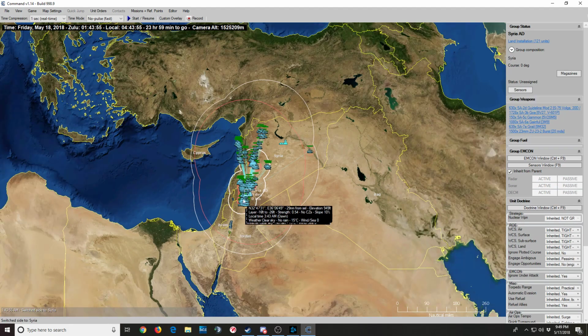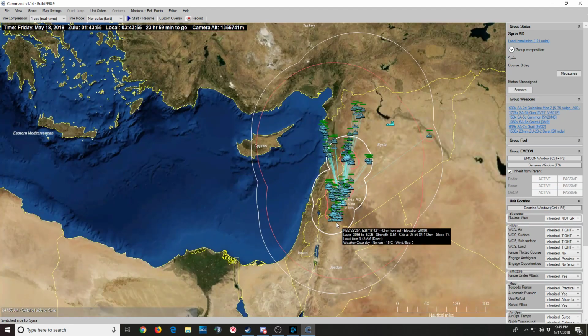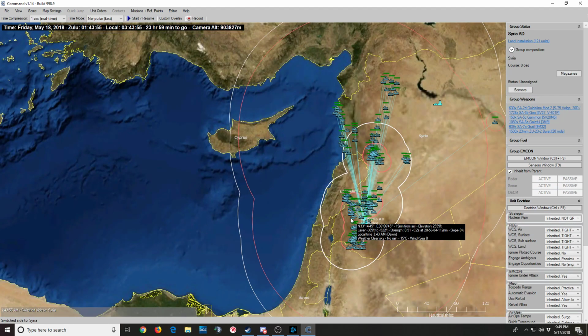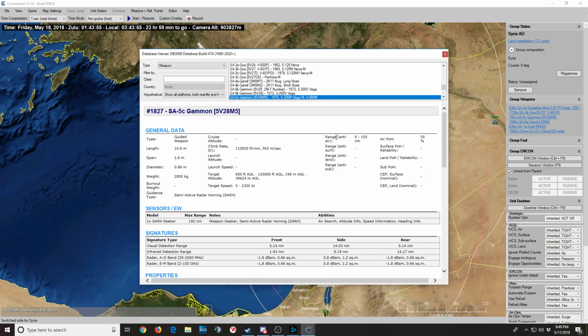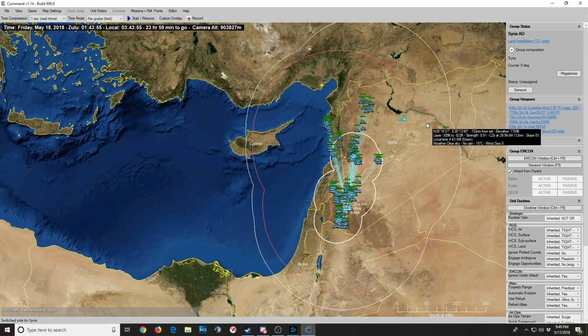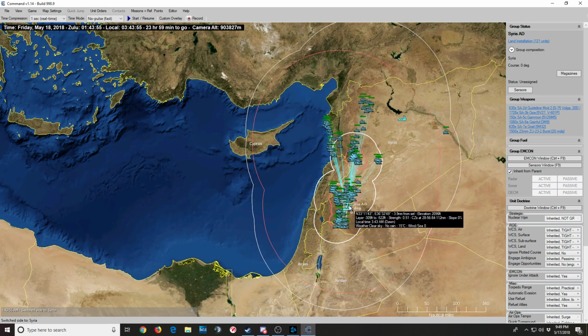And if we notice, the SA-5 here is Syria's longest range anti-air missile, 155 nautical miles. However, their ability to identify targets that far out, it's just not going to happen.